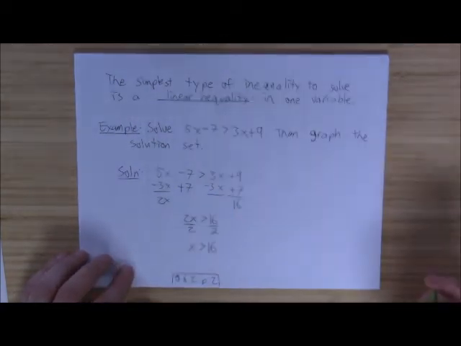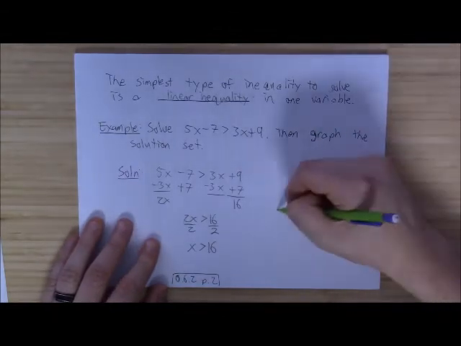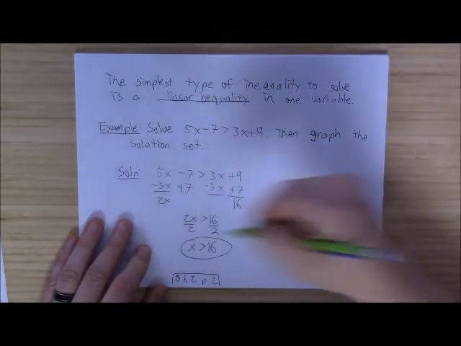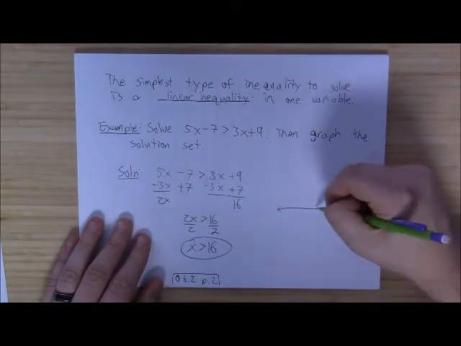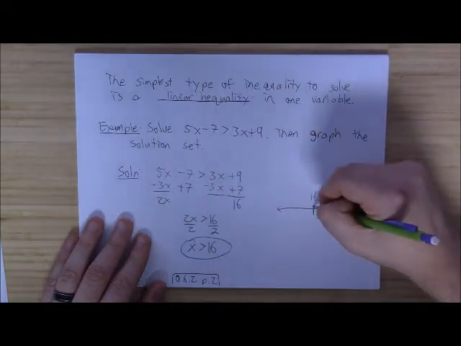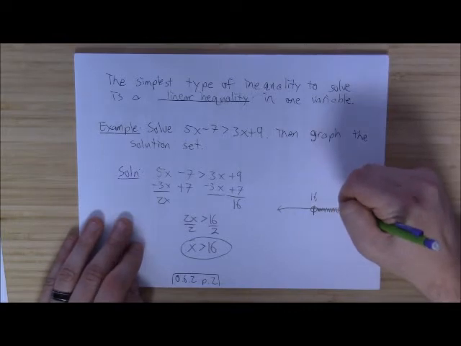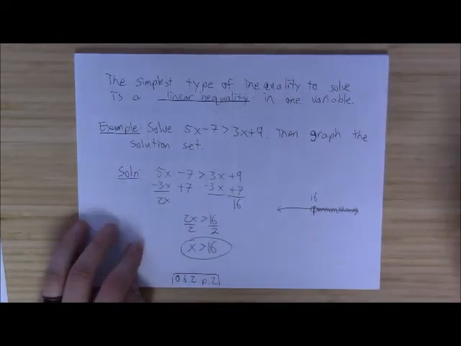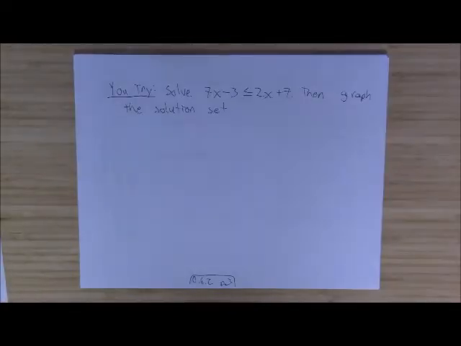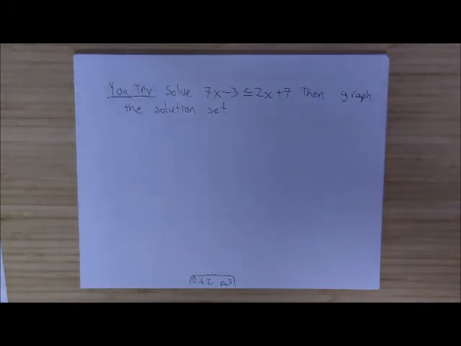So, this is our solution set, and graphing it would look like the following. This is 16. We know that we're getting x greater than 16, so we leave an open circle there and shade in this area. And now it's time to have you try an example, so go ahead and try to solve this inequality and graph the solution set.